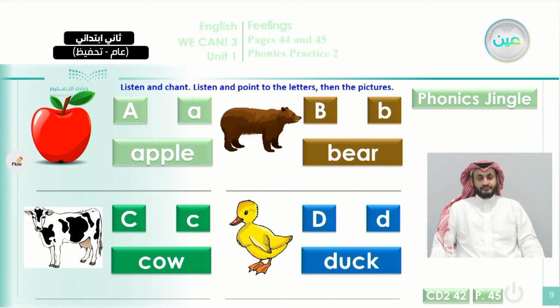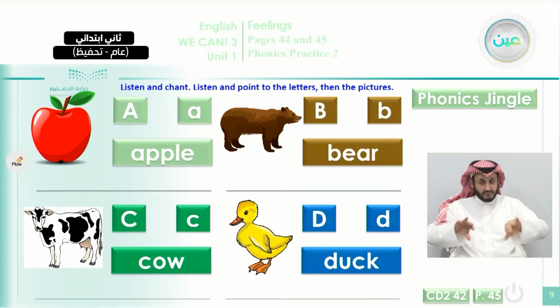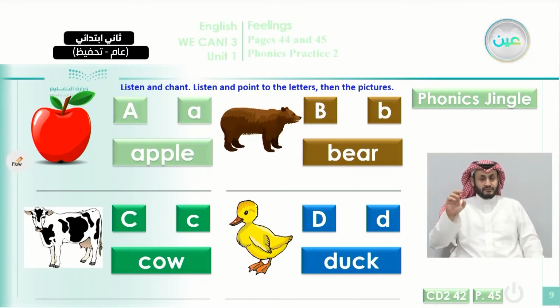Also, we go to the fourth picture here. This is a picture of a duck. Okay, the word duck starts with D. We have the capital D and we have the small d, as you can see here. How do we pronounce the word duck? We say duck. Okay, now let's listen to one of your colleagues telling us how to say these words.